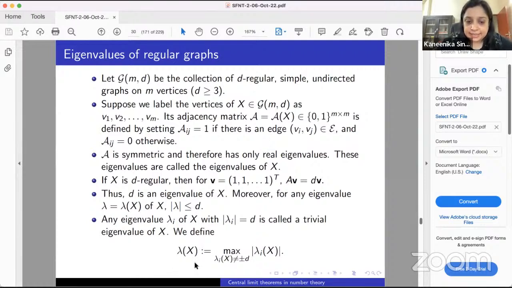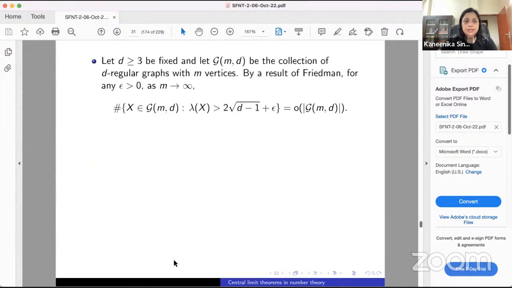Let us characterize lambda of X to mean the maximum possible size of the non-trivial eigenvalues of your graph X. And we want to know how lambda of X behaves. We want to basically understand the location of the non-trivial eigenvalues of X. There is a very beautiful theorem in graph theory, which tells you that the probability of a non-trivial eigenvalue to be greater than 2 times square root of D minus 1 is very, very little. It goes to 0.